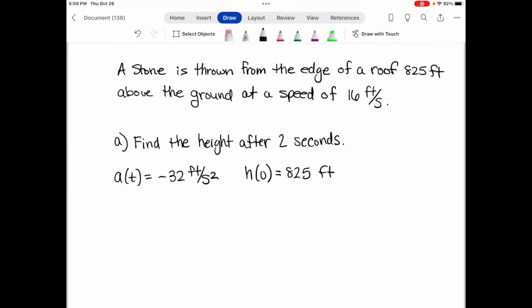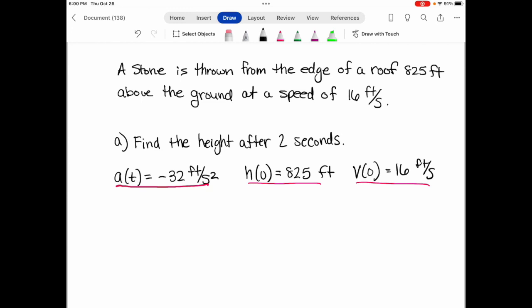Okay, now another thing that we're picking out here from what's given to us is the initial speed. So when we plug in 0 into the velocity function, so when time is 0 for the velocity function, we should get out 16 feet per second. So all this information is important and we're going to use it when we're finding our height function.